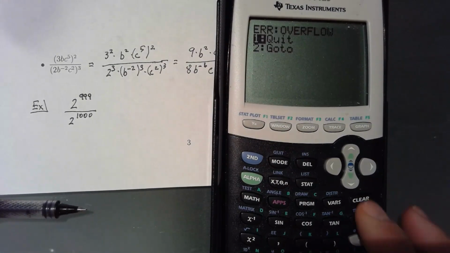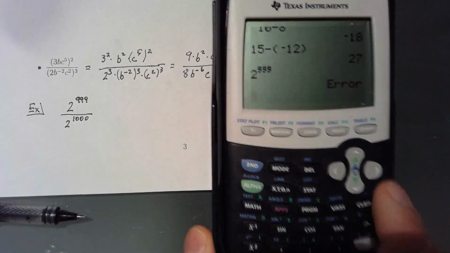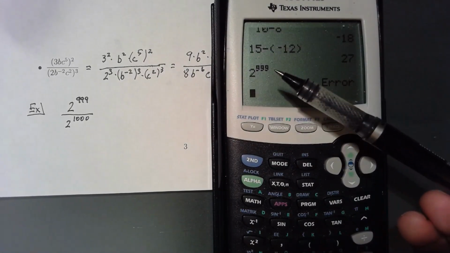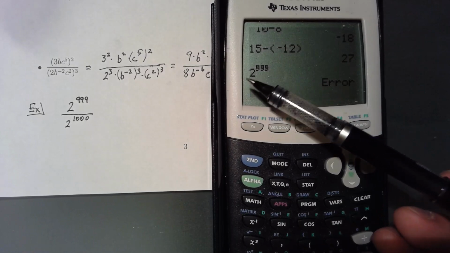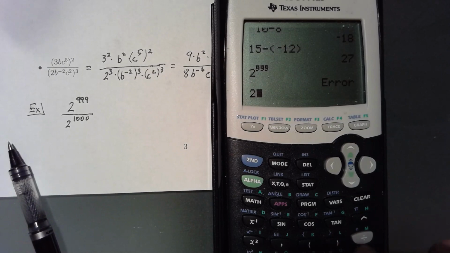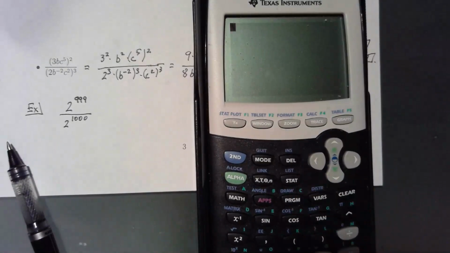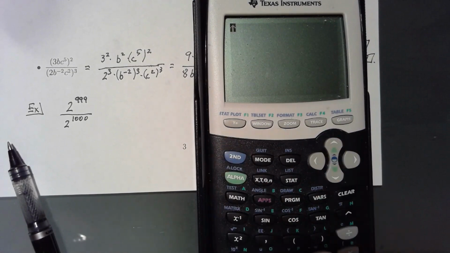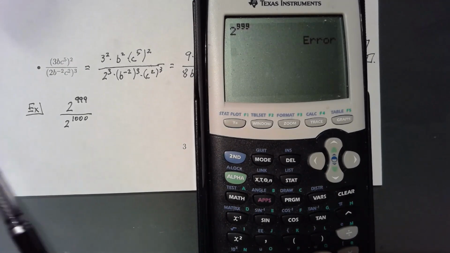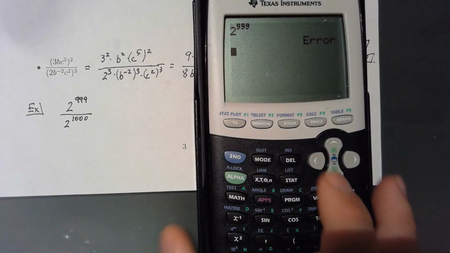Overflow. What does that mean? Got an error message. This isn't 2 times 999. If I did that, that's 1998. But 2 to the 999th power is 2 times 2 times 2, 999 times. So your calculator can't do that. The number's too big. When you get an overflow message like that, that means the number's too big. When you see overflow, your calculator can't do it.